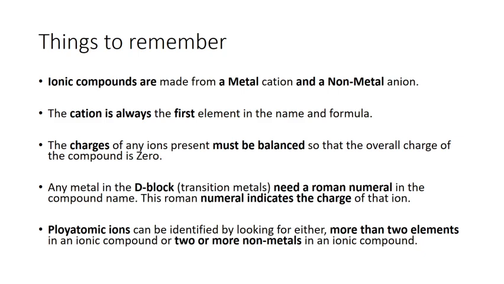Okay, so to wrap this up, the big takeaways, things to remember: ionic compounds are made from a metal cation and a non-metal anion. The cation is always the first element in the name and formula. The charges of any ions present must be balanced so that the overall charge of the compound is 0. Any metal in the D block, right, transition metals, need a Roman numeral in the name. The Roman numeral indicates the charge. Polyatomic ions can be identified by looking for either more than 2 elements in an ionic compound or 2 or more non-metals in an ionic compound.